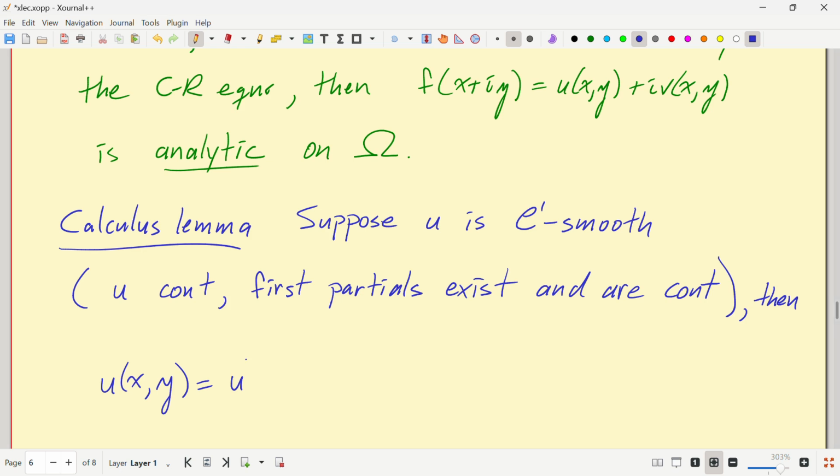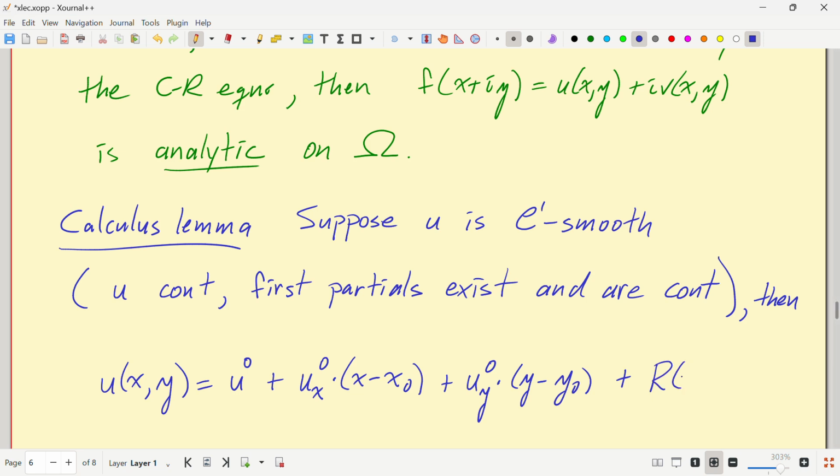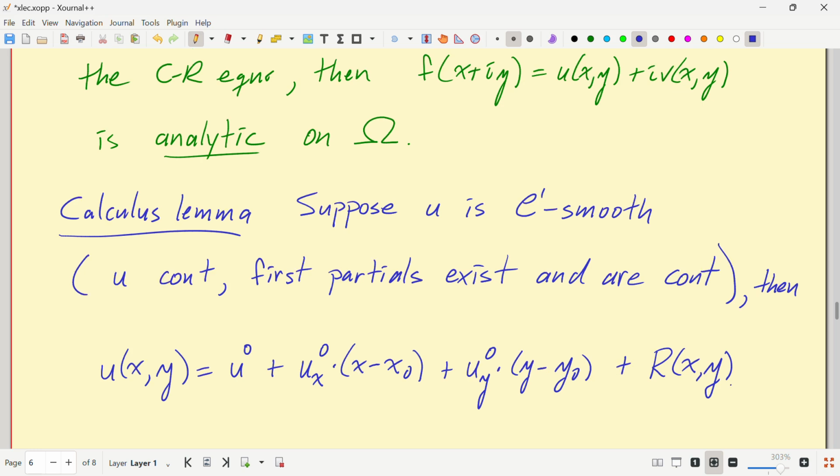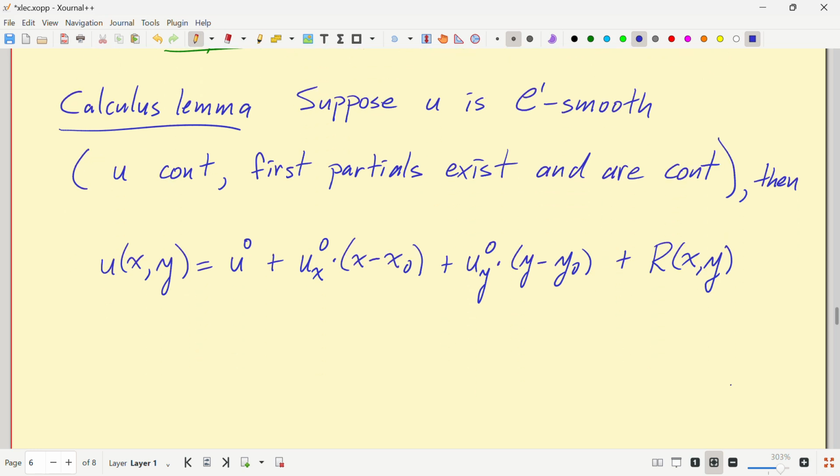So that would be u of x naught, y naught, plus du/dx at x naught, y naught times x minus x naught, plus du/dy at x naught, y naught times y minus y naught, plus an error. We'll call it a remainder. So this is just Taylor's theorem with remainder. But in the first order approximation, the remainder is simple to analyze.